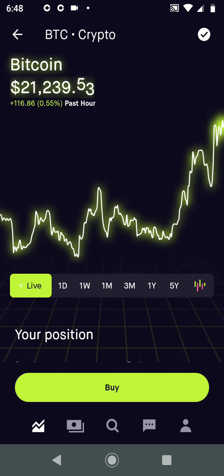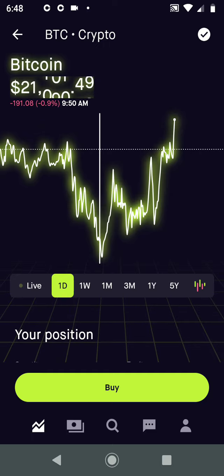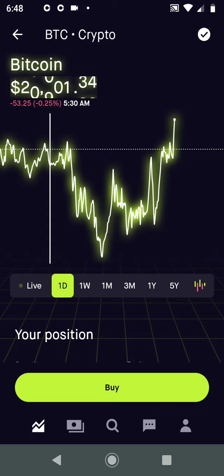And so let's look at the daily chart. This is the past 24 hours. As you can see, it shows you a little bit more of what took place over the past day.